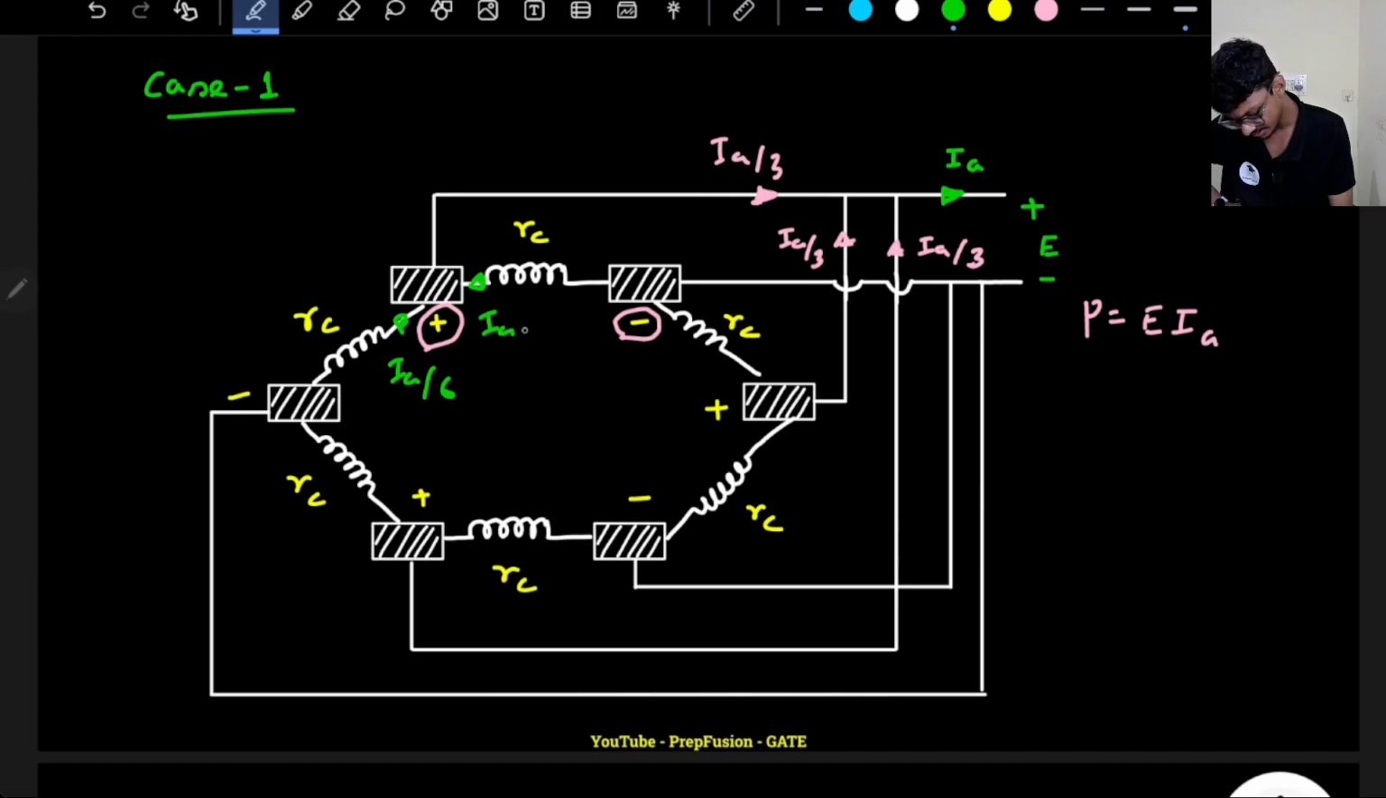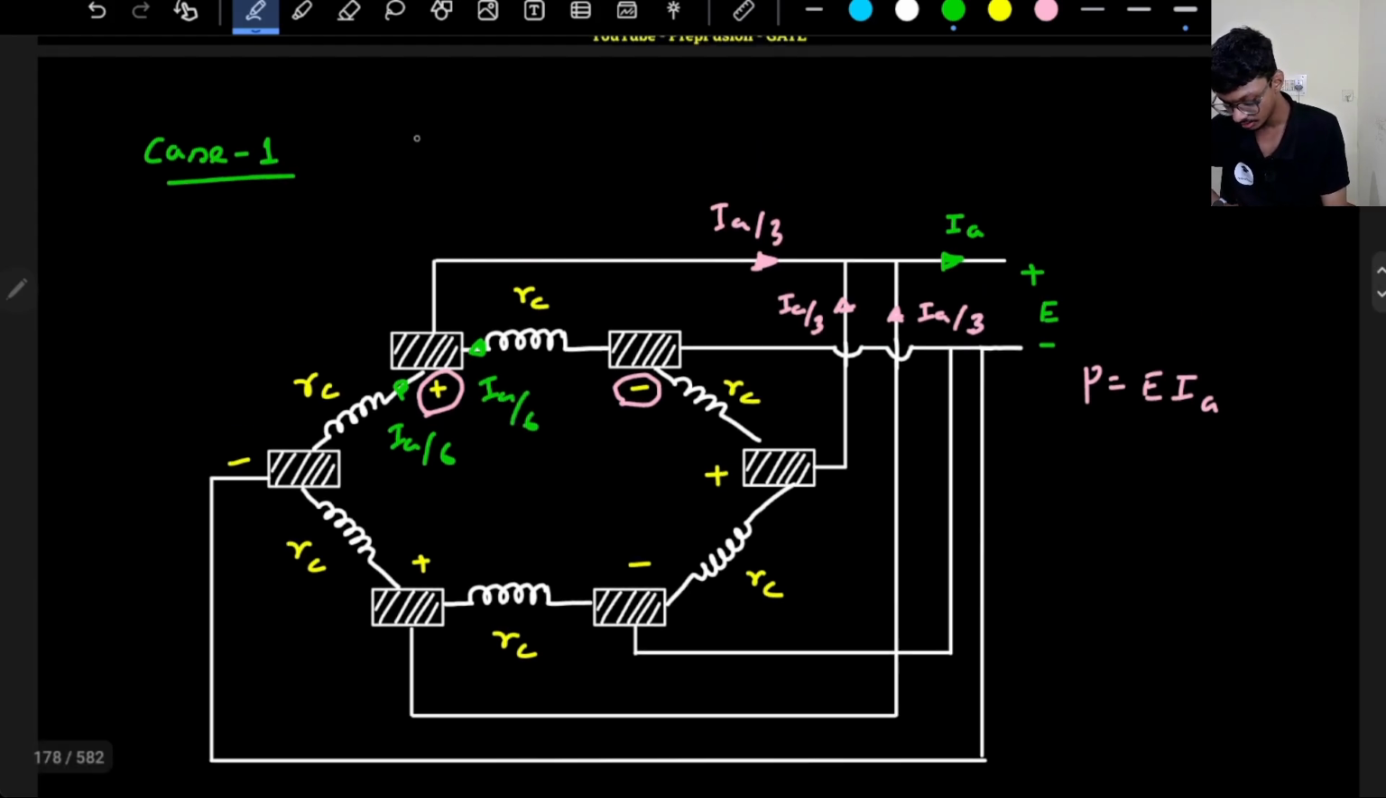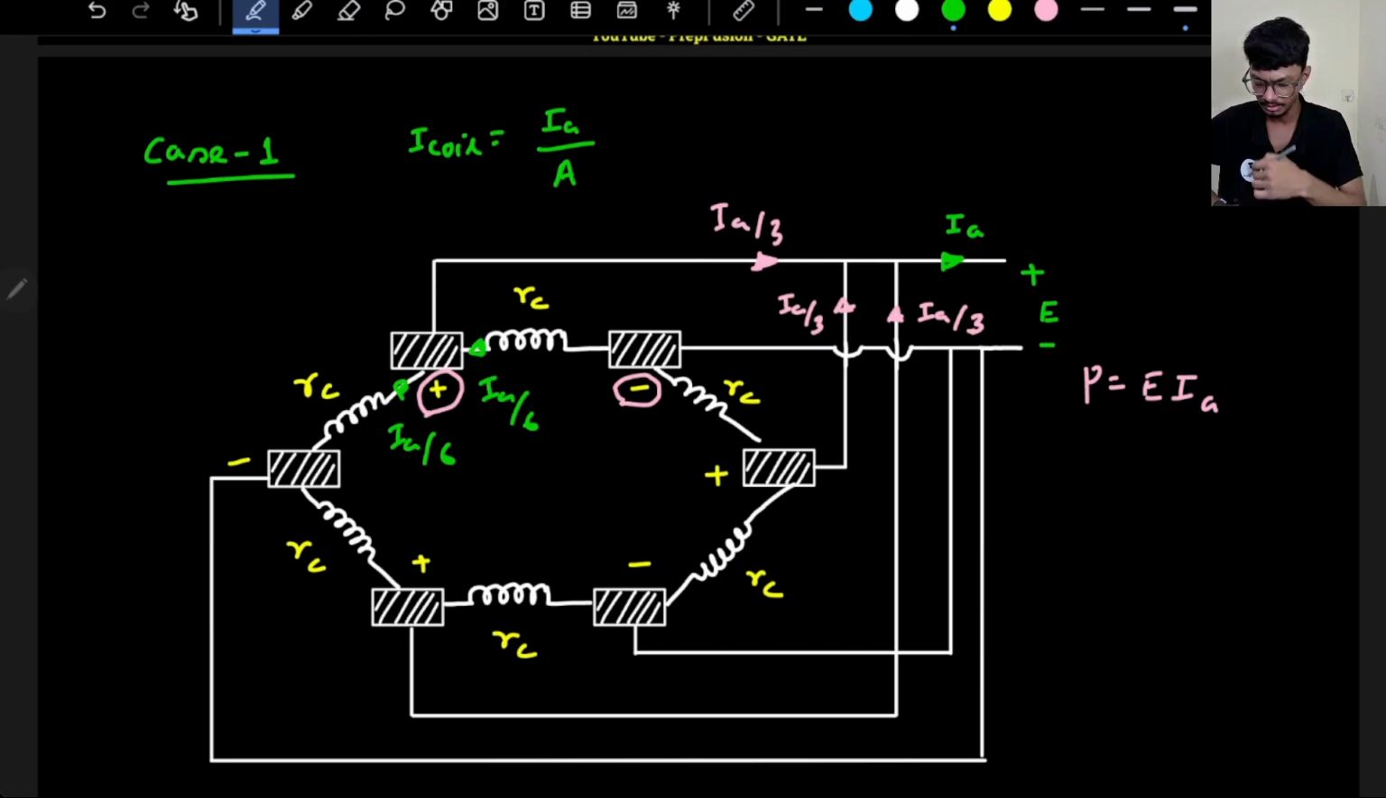So is this something familiar? Yes, right? Basically, coil current, I coil, maximum coil current will be the armature current divided by the number of parallel paths. That is what we learn about lap winding, right? Coil current will be armature current divided by the number of parallel paths, that is Ia by A. In this case, A is 6, so it will be Ia by 6. Okay. So this is the case 1.